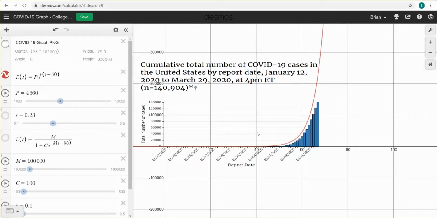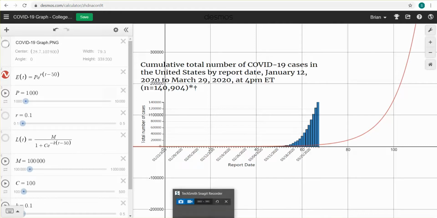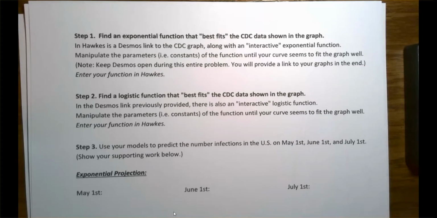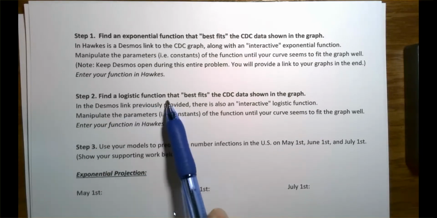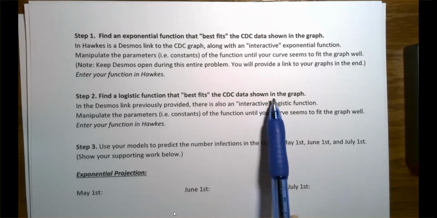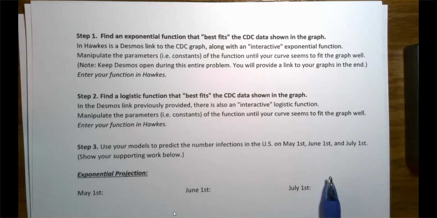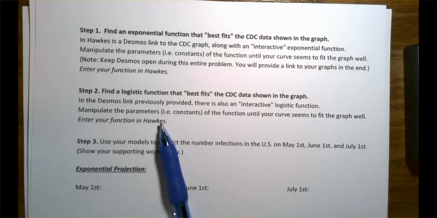Now again, this is an exponential function, and like I've said, even though early on it appears to be growing somewhat exponentially, it's not going to continue to grow exponentially. Eventually it's going to start to die out and approach that horizontal asymptote. So if I go back over to the sheet here, you can see the second step then is to find a logistic function that best fits the CDC data shown in the graph, just like you did with the exponential, using Desmos again. And then once again, you'll enter that function that you arrive at in Hawks.